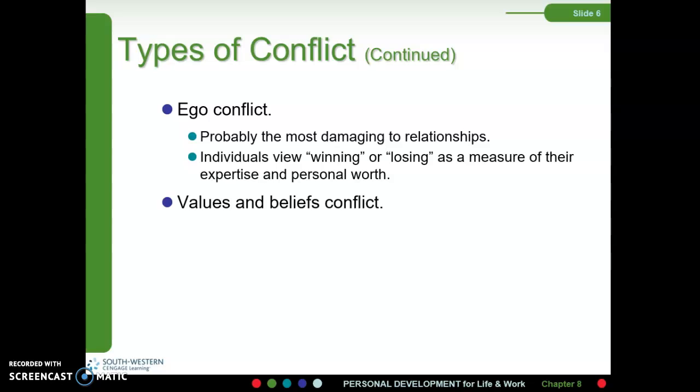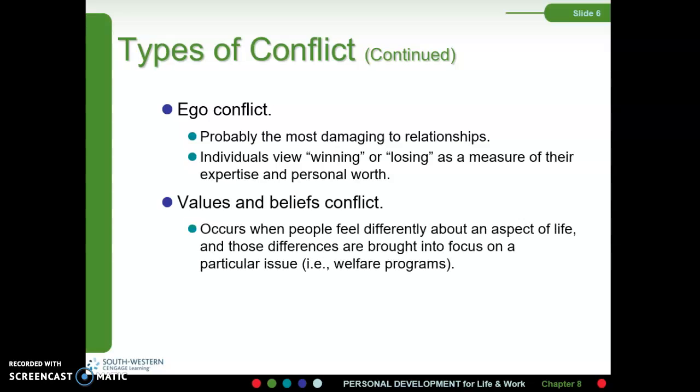Values and beliefs conflict. This is when you have a different value system or a different belief system from someone else, a difference in opinions, a difference in world views or your viewpoints. Those can be a conflict.